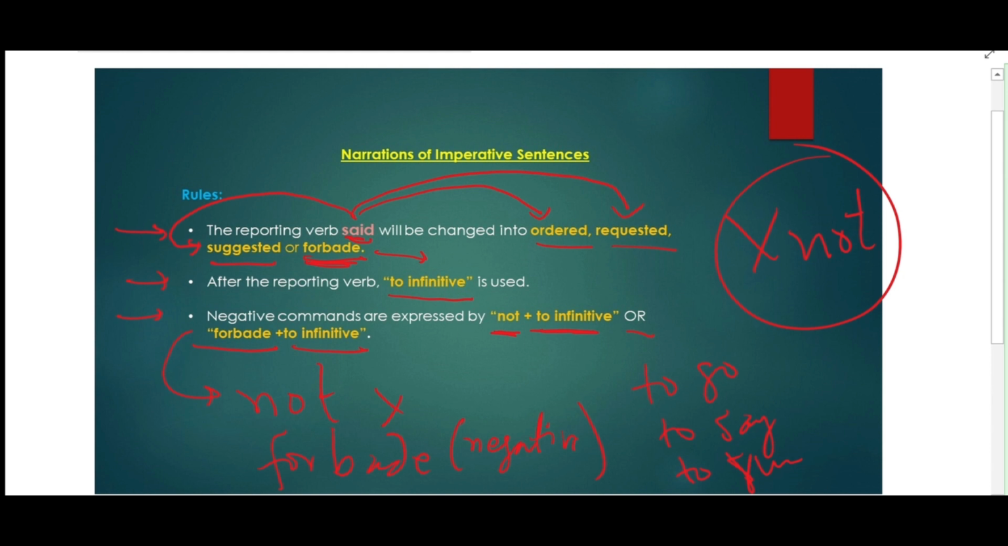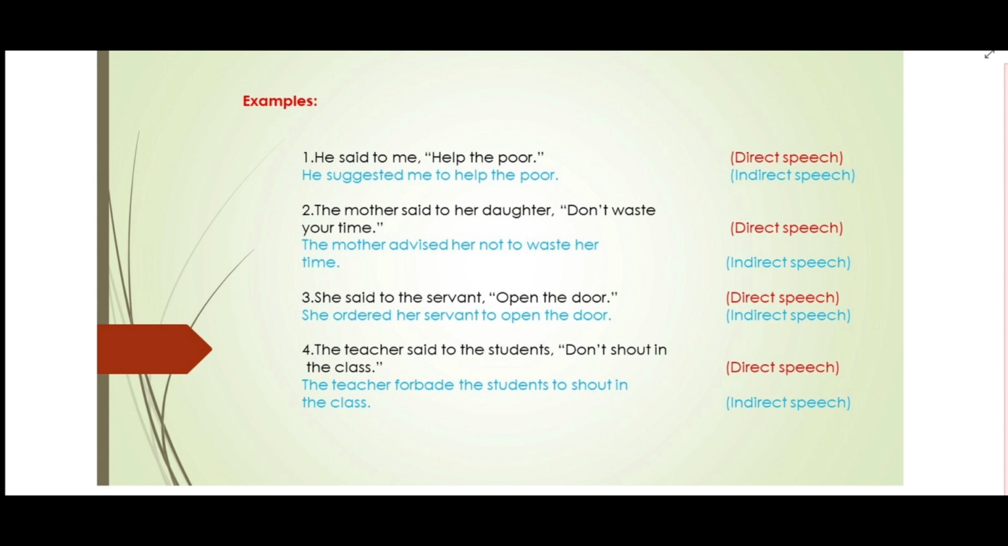So how can we make such changes? Let's have a look at the examples. First example: he said to me, help the poor. Now this sentence shows some kind of suggestion, so the word said will be changed into suggested. So the indirect sentence can be, he suggested to me to help the poor. You can see this is also help the poor. What is the difference? We have added the word to. To infinitive, we were talking about that we have to use to infinitive, and the rest of the sentence will be the same, but we have to take care of the persons. If any person is used, we have to change it according to the rules.